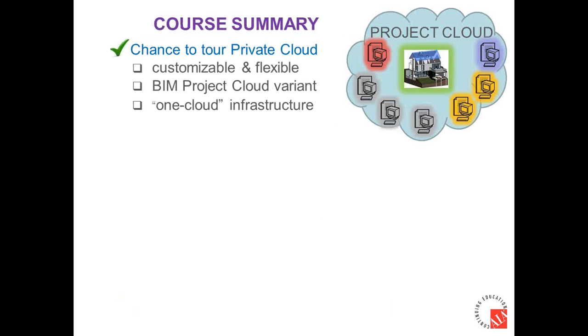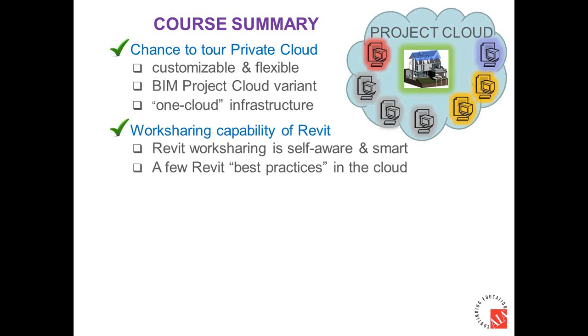For summary, we're just about at the time here. Again, it's customizable and flexible. You can add or remove seats at will. We talked about the BIM Project Cloud variant of a private cloud. And I have this concept of one cloud infrastructure, where your entire enterprise or your entire project or studio has a cloud and all the desktops and software in it. If you want to use other types of cloud resources, let's say BIM 360 Glue and Field, fine. That works just fine from there as well.